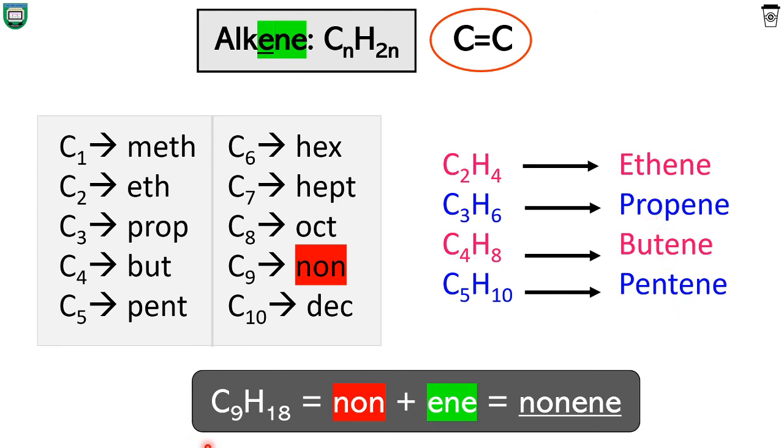Let's name the C9H18. So this molecule has 9 carbon atoms. So 9 carbon atoms means we know the root name is non. Let's substitute 9 in this general formula. n is equal to 9. So 2 multiplied by 9, 18. So this molecule satisfies the alkene general formula. That means this is an alkene. So we put the suffix -ene. So this molecule's name is nonene.